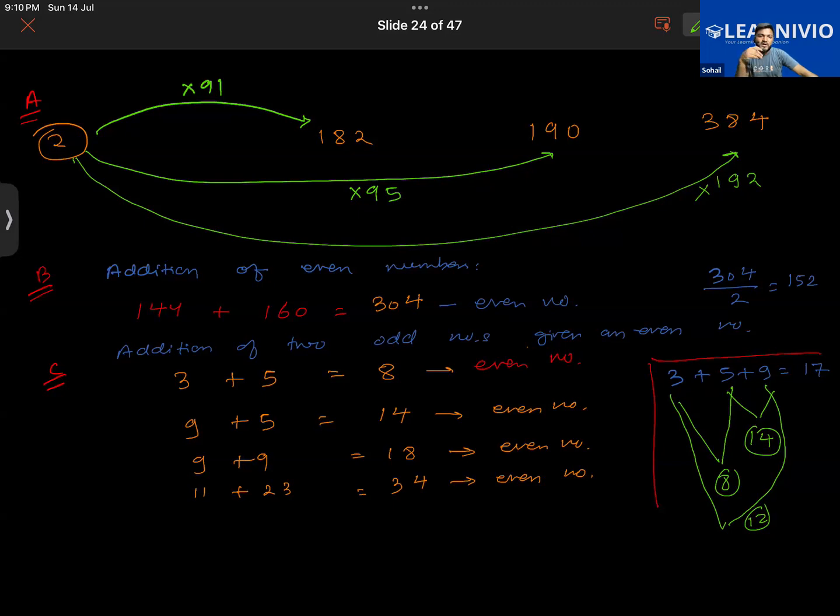So if you are adding an even count of odd numbers, like 2 or 4 or 6 or 8 odd numbers, then you'd get an even number. But if you add an odd count of odd numbers, like 3 odd numbers, 5 odd numbers, 7 odd numbers, then you'd get an odd number as a result. Okay, done writing the property?